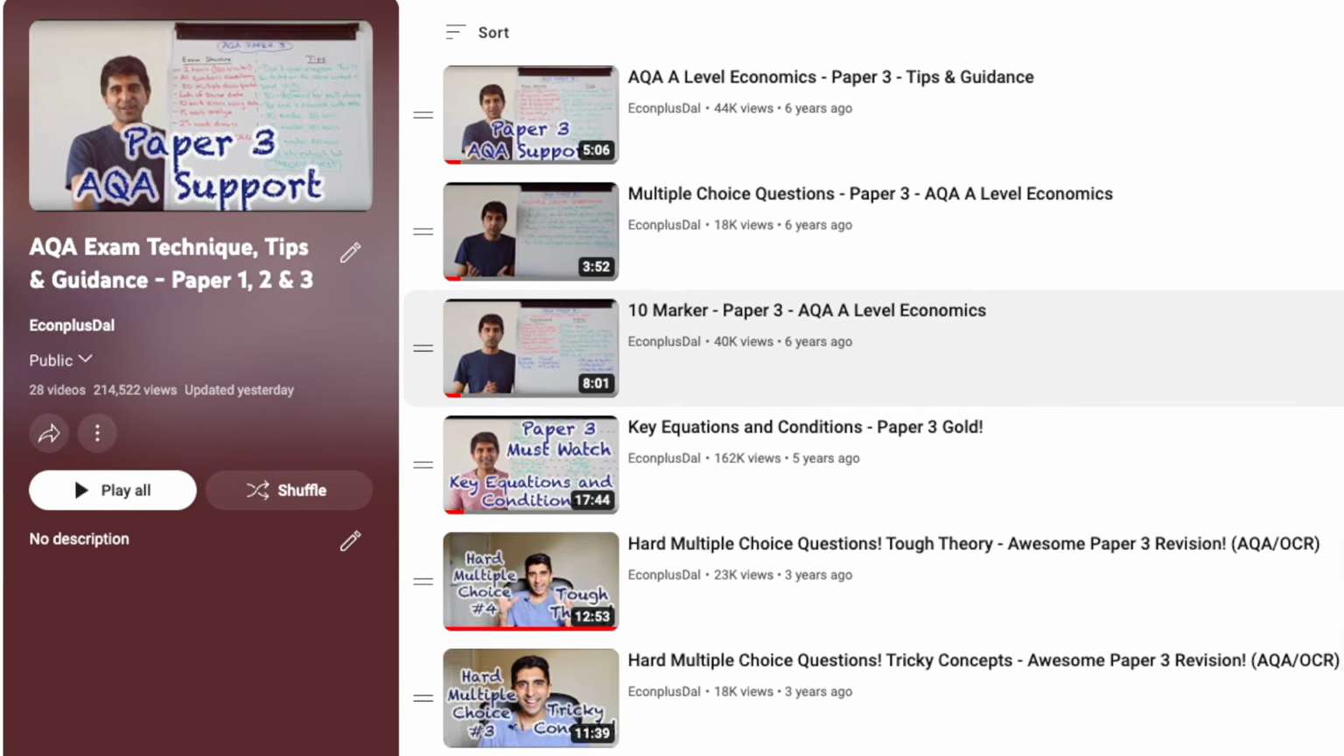You also of course want to make sure that you're as confident as you can be with the structure of the paper. You know what to expect from the paper. The walkthrough that's coming in a second is going to be great in that regard, but also my AQA exam technique playlist breaks down paper 3 into each question style and guides you exactly what you need to do for each question to score the highest marks. So go and watch those videos if you want more detail, but let's get into it. Let's walk through paper 3.